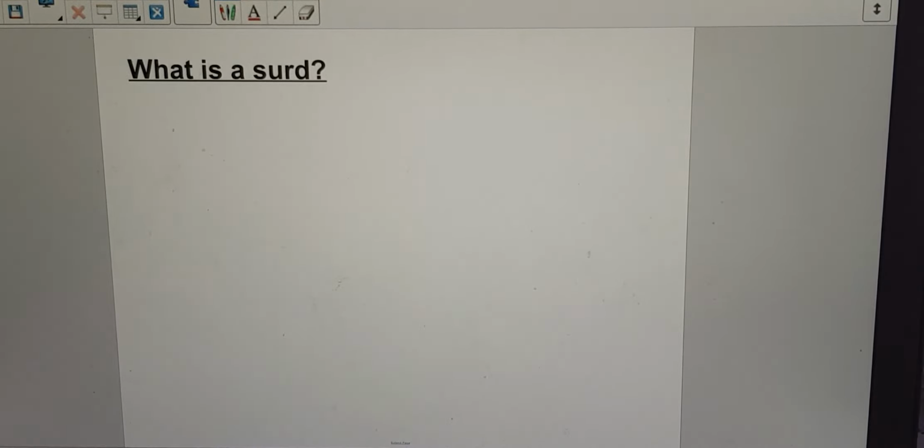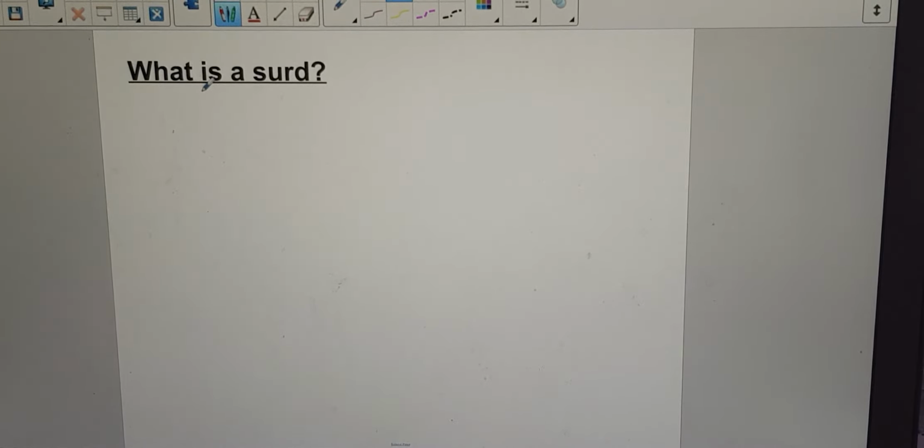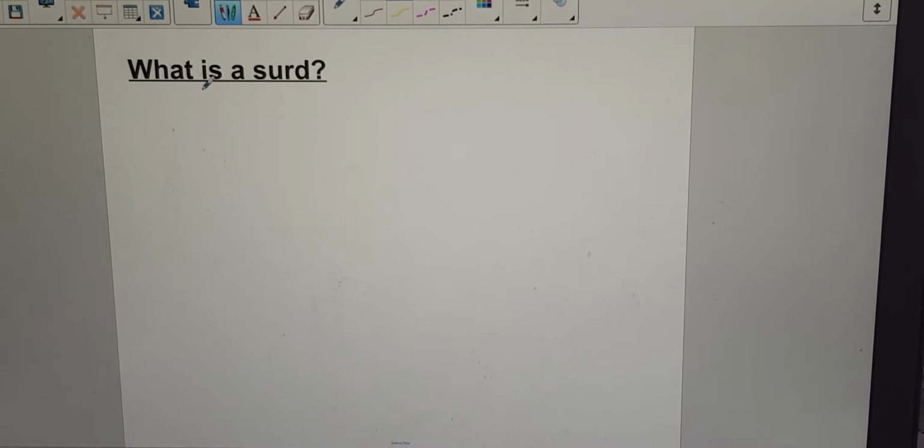Okay, so the first thing we'll say is, what is a surd? Well, a surd is a type of irrational number. Well, that's no use to me unless I know what a rational number is. Well, a rational number is anything that can be expressed as a fraction.